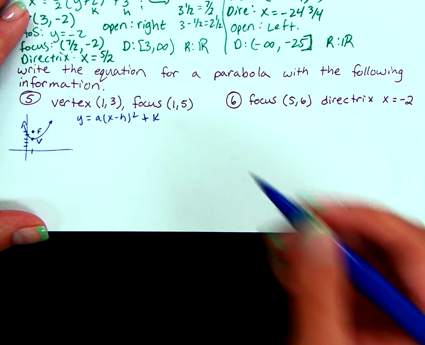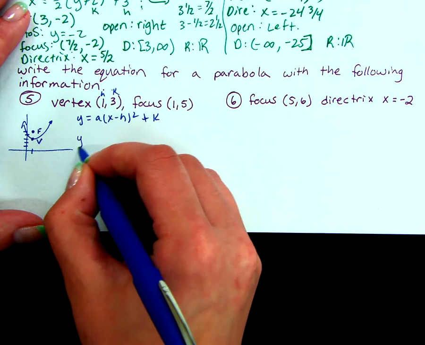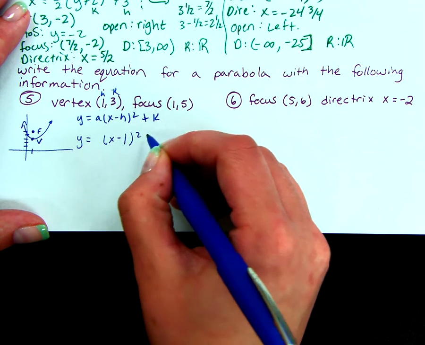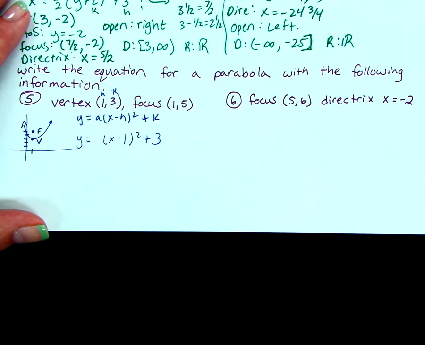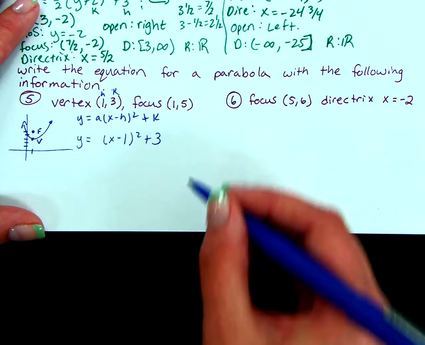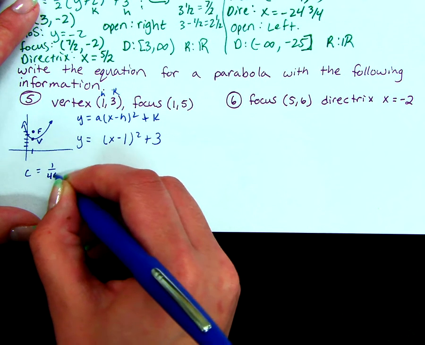The vertex gives us h and k. So right now we know that y equals (x minus 1) squared plus 3. Now we just have to figure out what our a is. Remember, the focus helps us figure out c, and we know that c is equal to 1 over 4a.